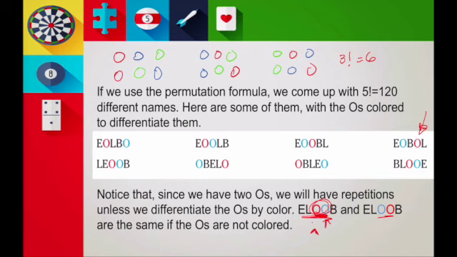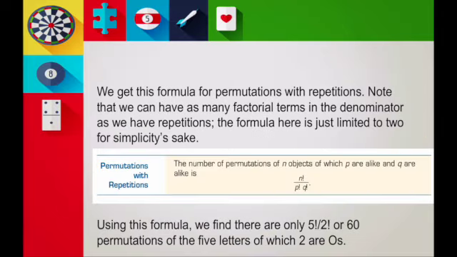So you get 6 times as many things as there should be, because all of these are the same if we don't color them. So that gets us this formula.